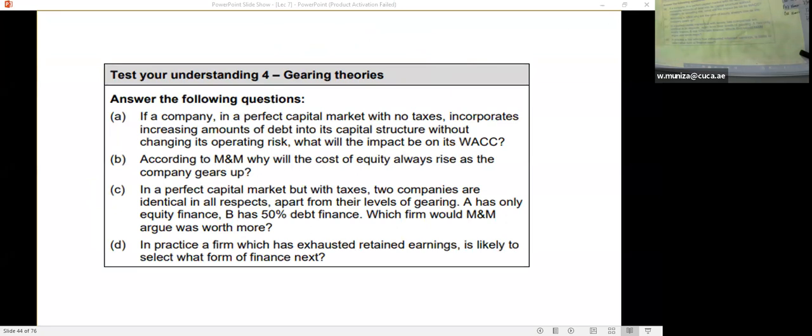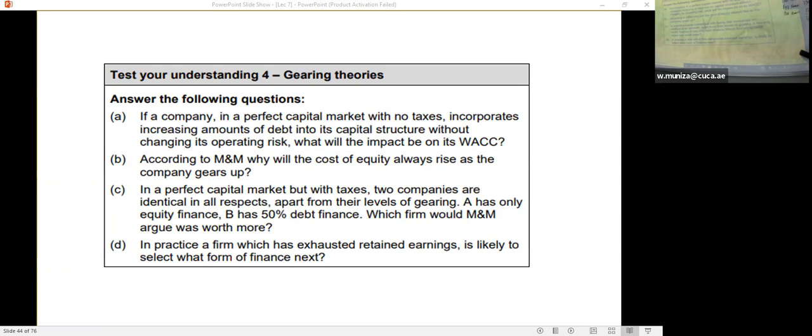Okay, now understanding number four is there, students. Answer the following questions. If a company in a perfect capital market with no taxes incorporates an increasing amount of debt into its capital structure without changing its operating risk, what will be the impact on its weighted average cost of capital?